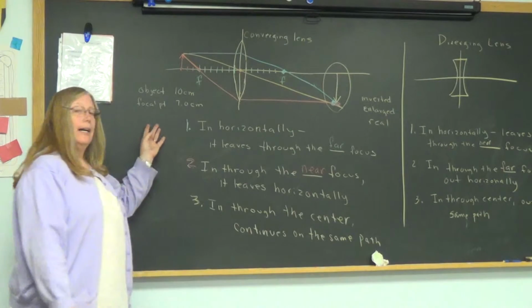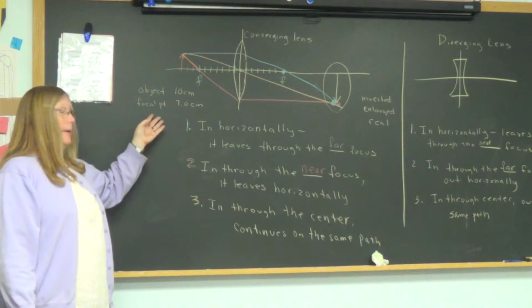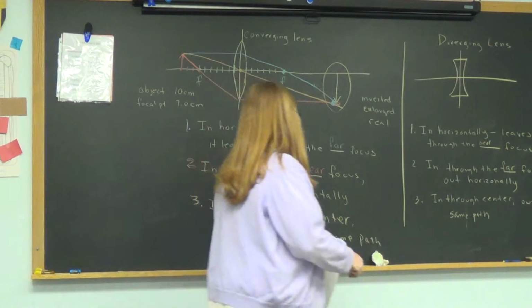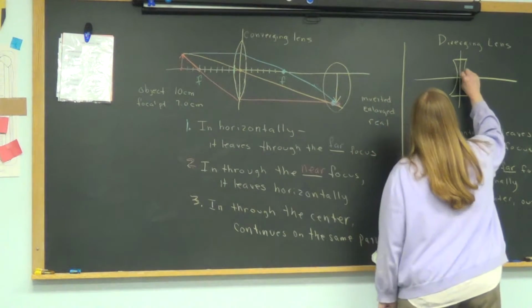Alright, let's do the same problem. We'll put an object that's 10 centimeters. The focal points are at 7. So I'm going to count 7 from the center.